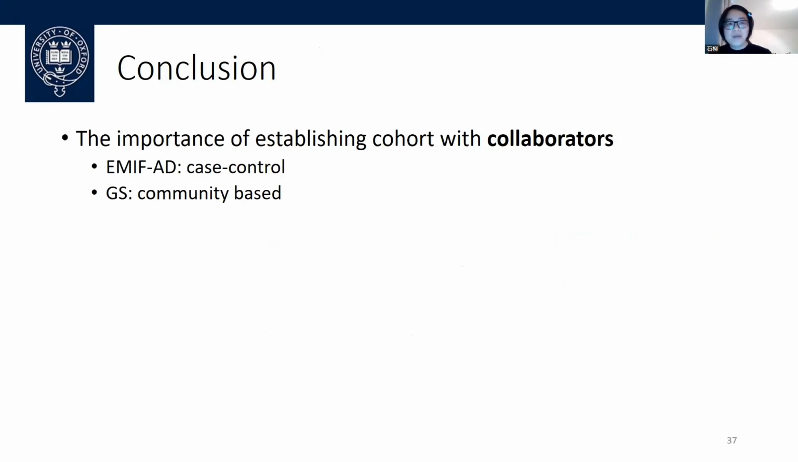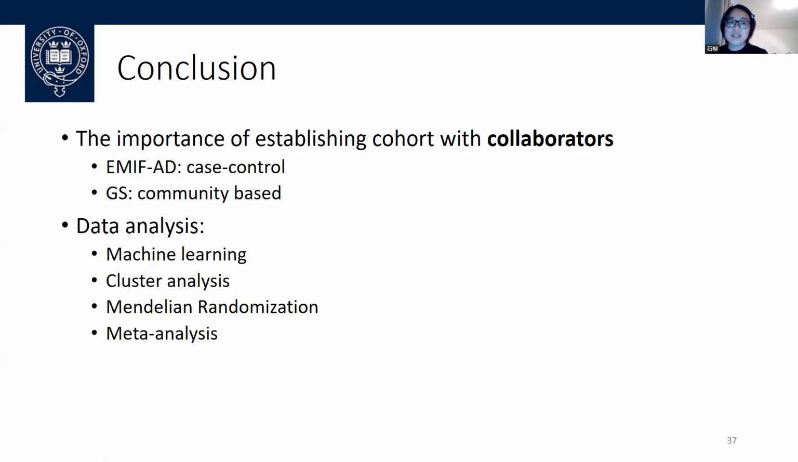So in conclusion, first, I'd like to stress again the importance of collaborations, as what I showed you here in the EMIF-AD study and the Generation Scotland study. I think one side cannot finish this large cohort study on their own, but we definitely need to collaborate with different people from different institutes. Second important point is data analysis. As I showed you, we used different analytical tools such as machine learning, clustering analysis, meta-analysis, and Mendelian randomization. So those are very powerful tools to explore the data.